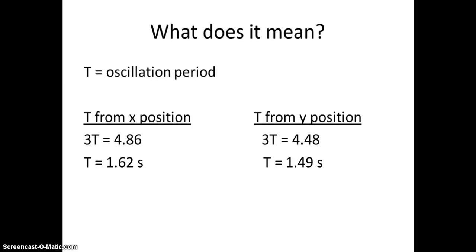The X position is the position of the mass as it swings in the arc, and the Y position is the position of the mass as it oscillates vertically on the spring. For this lab, we used the oscillation period calculated using the Y position.